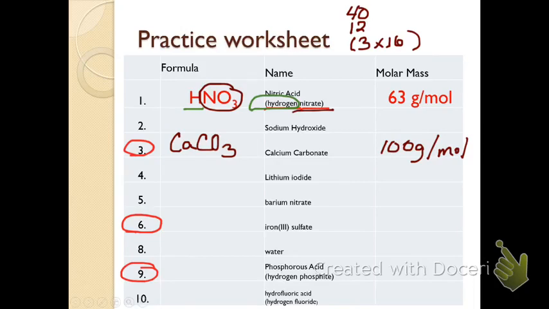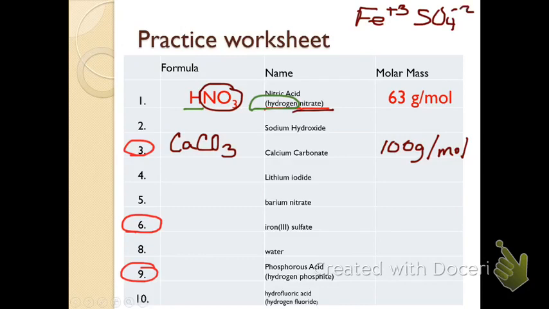Iron 3 sulfate. Well, we know what the charge of the iron is because it says it's iron 3. So that tells us automatically that it's going to be Fe plus 3. And this is sulfate. What is the formula for sulfate? You should know that. Why don't you pause the video, see if you get it right, and then replay it, see if you got it correct. Sulfate is SO4, and it has a negative 2 charge.